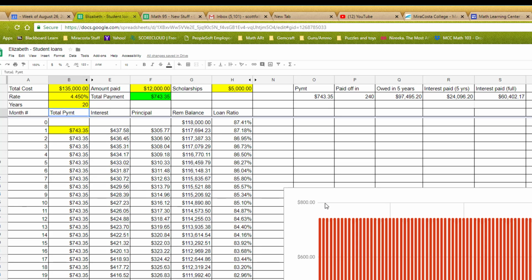No problem, they say. It's no problem to them. Instead of having $28,000 in interest, now they have $60,000 in interest. Notice your payment decreased because you're making payments for much longer.